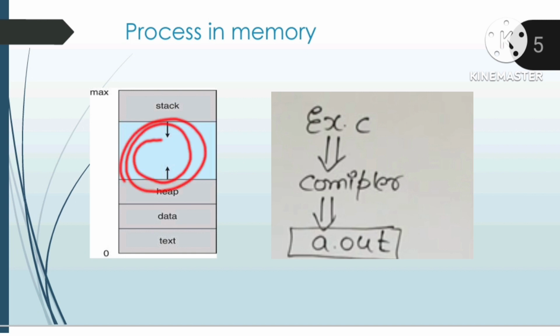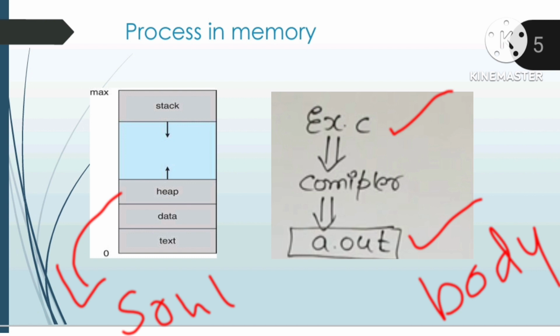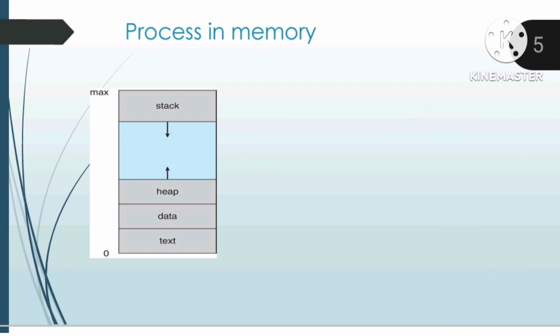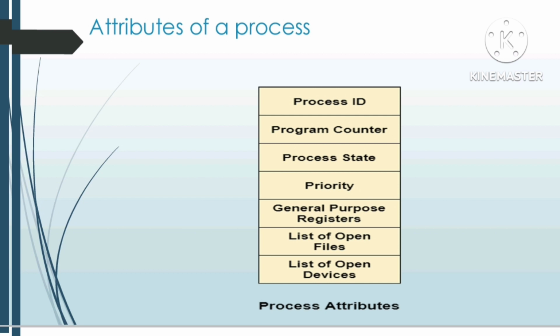Now we can consider the program as a body and our process as a soul. If the soul is not there, CPU cannot execute. Soul without body is like a dead man. How is the CPU actually going to identify the process? Like there are so many people in the world, right? Then how can you identify each of them?